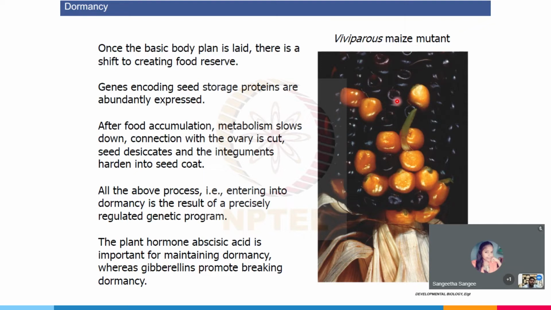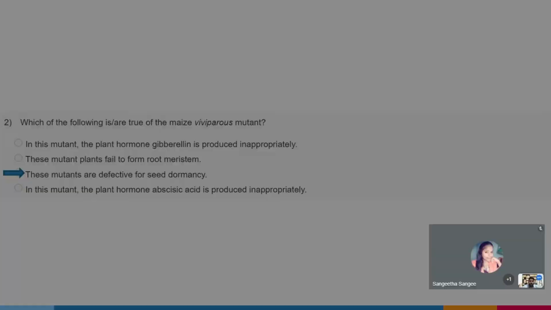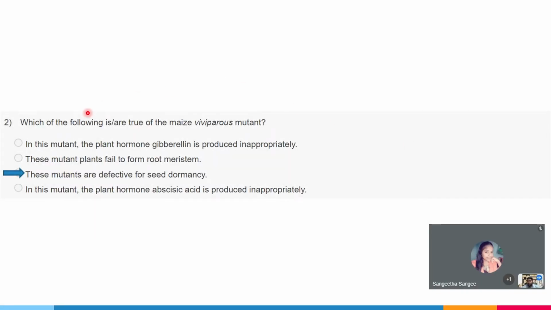In this, as you can see, although these seeds are desiccated and dormant, these ones have started to germinate. Especially this one you can see right here. This is because the viviparous maize mutant is defective in dormancy. That is, it is not dormant for as long as it is required to and starts germinating early. So this is the defect of the viviparous maize mutant. And which of the following are true in the maize viviparous mutant? So the option is: these mutants are defective for seed dormancy.